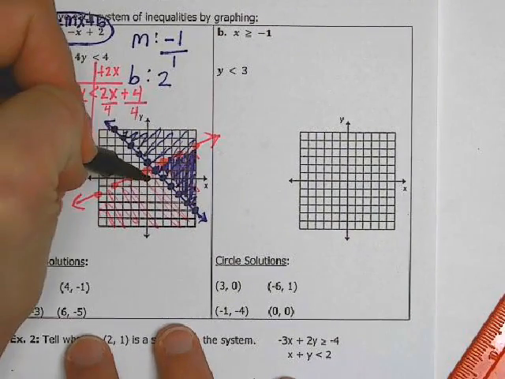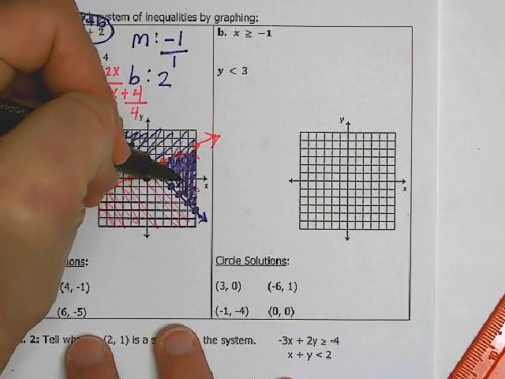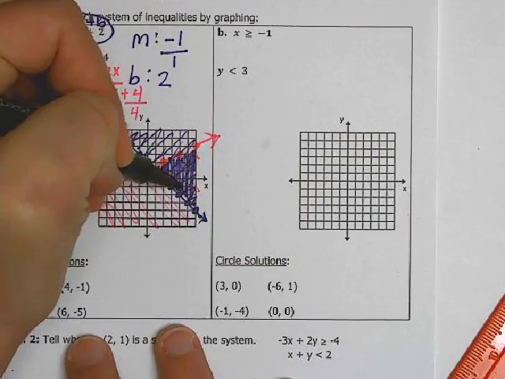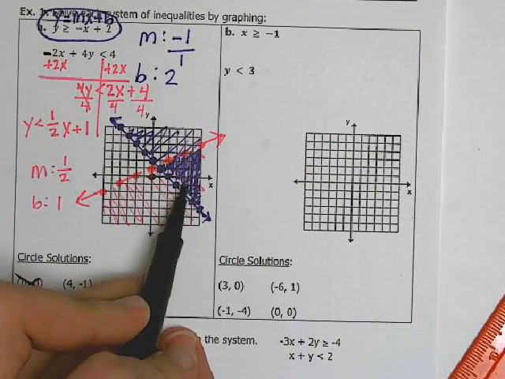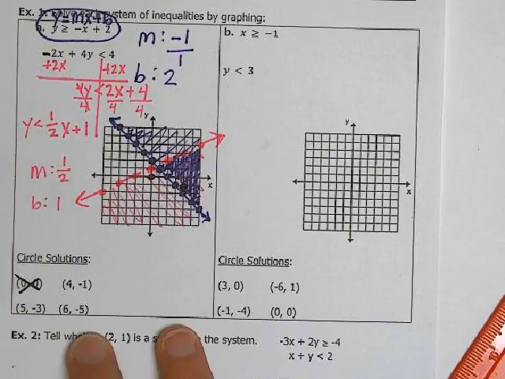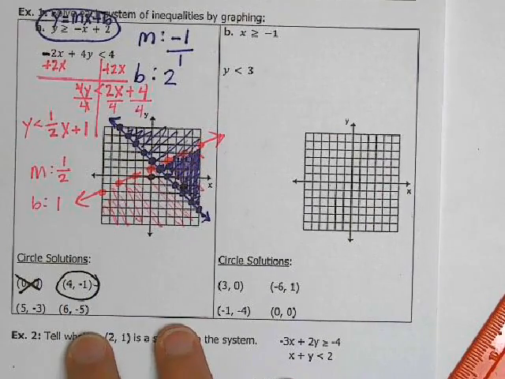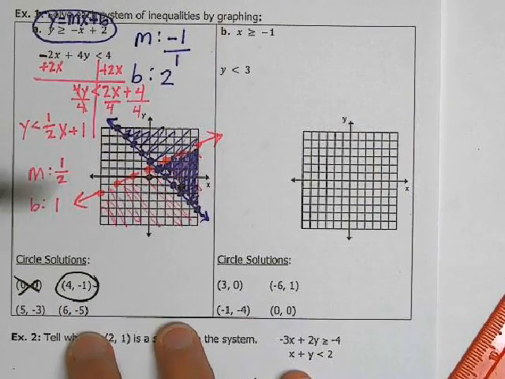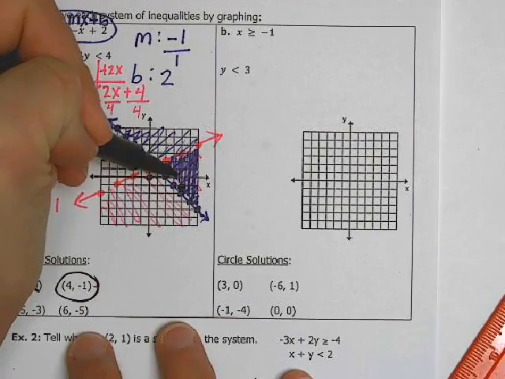4, negative 1. So 1, 2, 3, 4. Down 1. Is this a solution? Yes, it's in the shaded region. Double shaded region. So that works. 5, negative 3. 1, 2, 3, 4, 5.